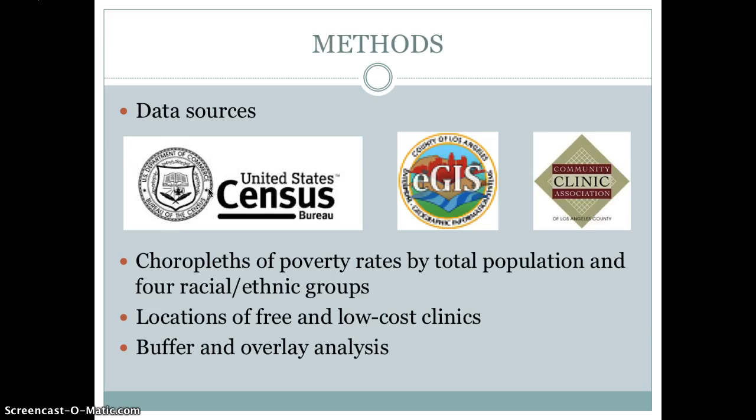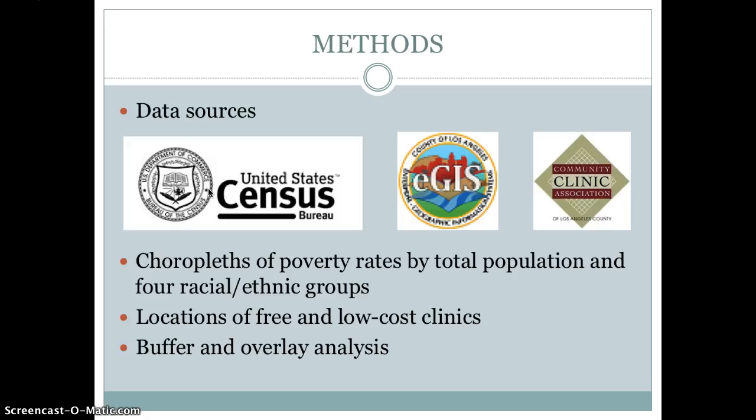So the methods for my project, some of my data sources included data from the US Census on poverty rates and other demographic data. I also got some geographic data from there as well. I also have data from the LA County GIS data portal, including service planning areas, Department of Health Services community partners and facilities, and those are the primary source for the clinics. And I also added onto that list from the Community Clinic Association of LA County.